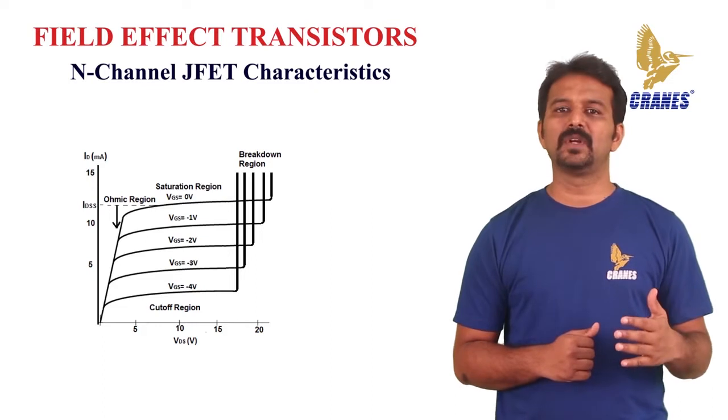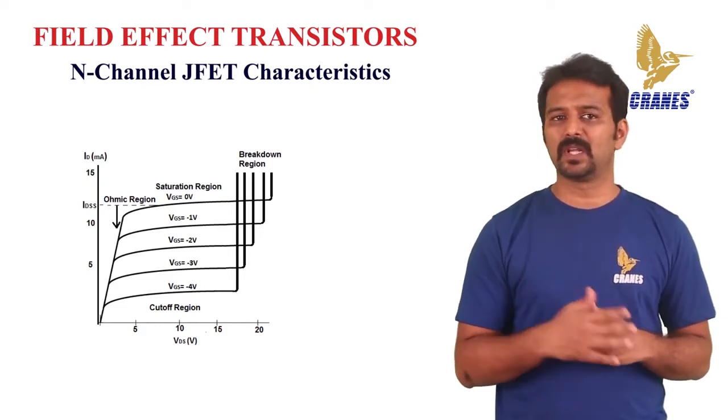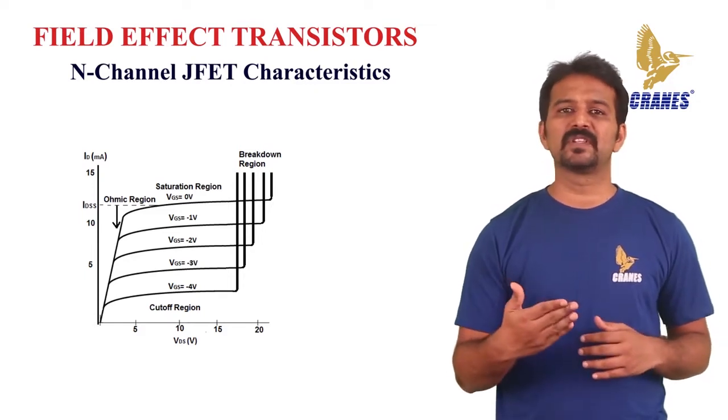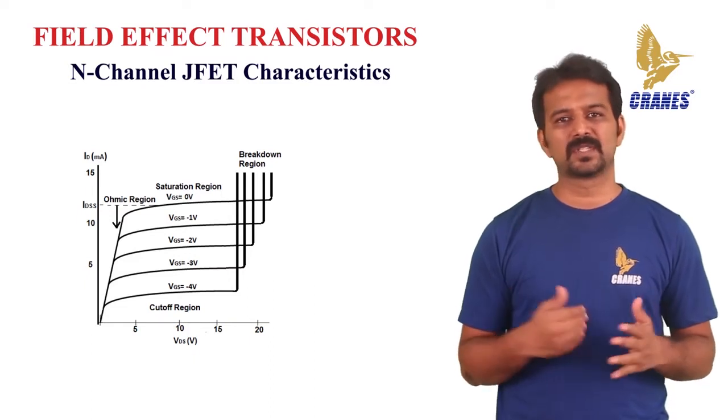The last is the breakdown region. If the VDD voltage applied to the drain terminal exceeds the maximum necessary voltage, then the transistor fails to resist the current and thus the current flows from the drain terminal to the source terminal.